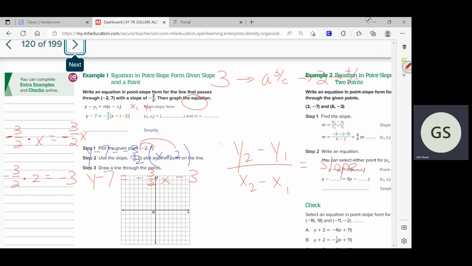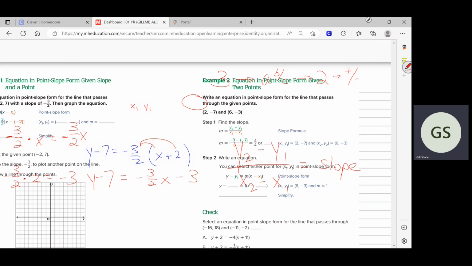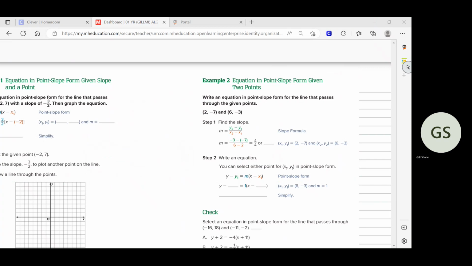I'm not going to do example 2. It's the same thing. The only difference is they give you 2 points instead of 1, and they don't give you the slope. So they walk you through what you're doing. You're just going to have to figure the slope out first. So once you figure the slope out, which they've done all of that for you, once you know the slope, you can then pick either point, because both of those points are on the line. That's what they're telling you when they give you those. Both points are on the line, which means you can pick either one.